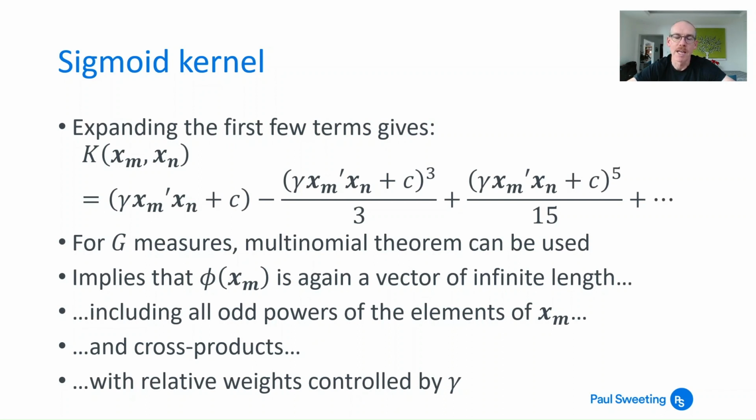what this looks like in terms of a transform function, and what it will tell you is that phi of xm is a vector of infinite length, including, in this case, all the odd powers of the elements of xm and the cross products, with the relative weights again controlled by gamma. So similar in some ways to the RBF kernel, in that you're taking something which looks a little bit interesting, but the reason it works is because it can be restated as a polynomial form, but the kernel itself is far more compact and easy to calculate than that.